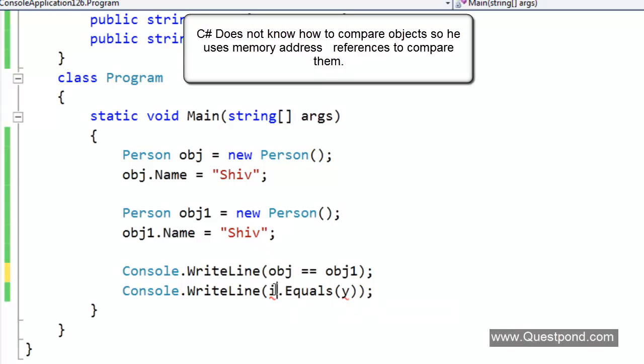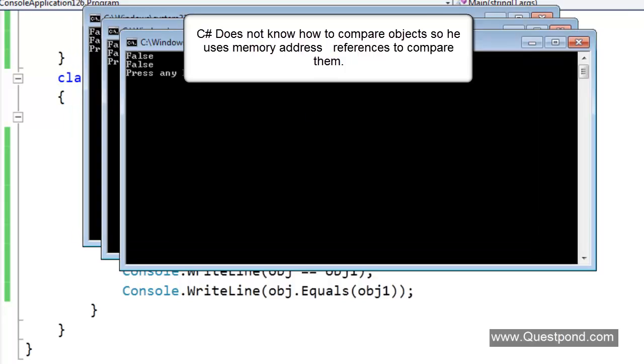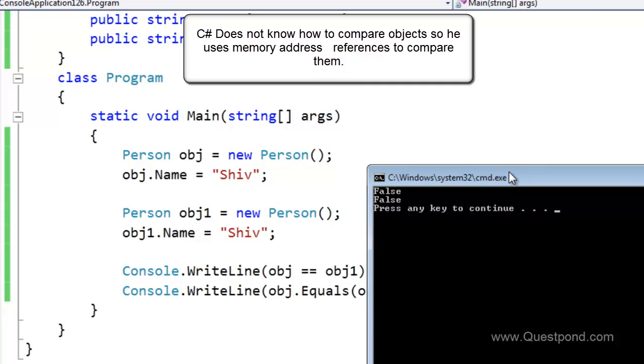So it says that I will compare them on the basis of references. In other words, internally, this object is allocated somewhere on the heap and there is a memory pointer for this object. This obj1 is also allocated on the heap and there is a memory pointer for it, and both of these memory pointers are different. So it compares the memory pointers and does not compare on the basis of the data. So what happens over here, when I do a Ctrl F5, even if the property values are the same, you can see that it says both of them are false.